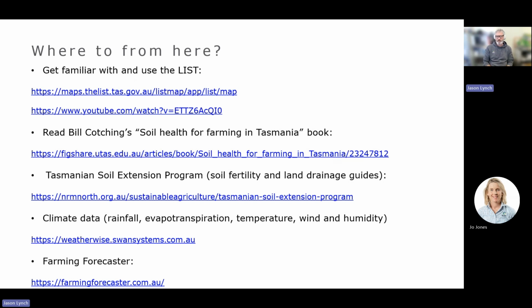Always keep up to date with the climate data that's available. I use the Swan Systems one. You can use plenty of different apps out there. We want rainfall, evapotranspiration, temperature, wind and humidity if you can get access to it. It's really useful to know what's coming. And a lot of decisions get supported based on what we can see coming with the weather.